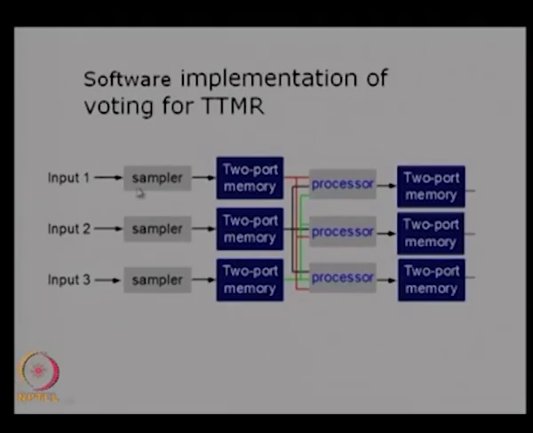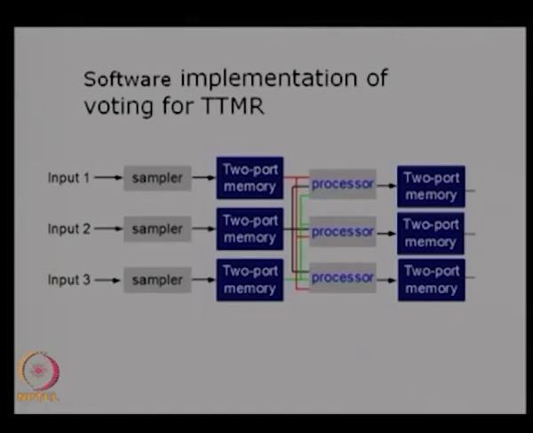here. So, we will take the input from different sources and then it will pass through a sampler, and that will be given to 2-port memory and then to a processor. This output will be given to the processors, all 3 processors will be there, and these 3 processors will be processing this data. All the memories will be connected to these processors. So, each processor will be getting 3 inputs, and then it will check these values, it will compare the values, and then it will send an output to the next 2-port memory, and this is the way how the voting is implemented in triplicated TMR.